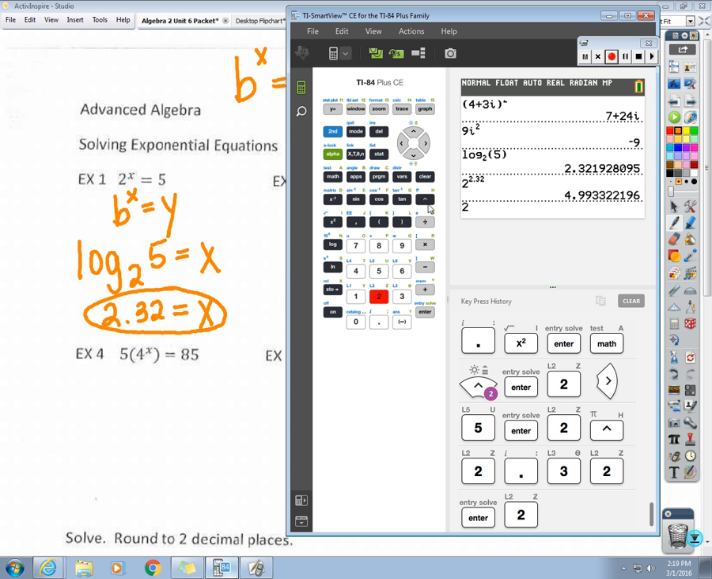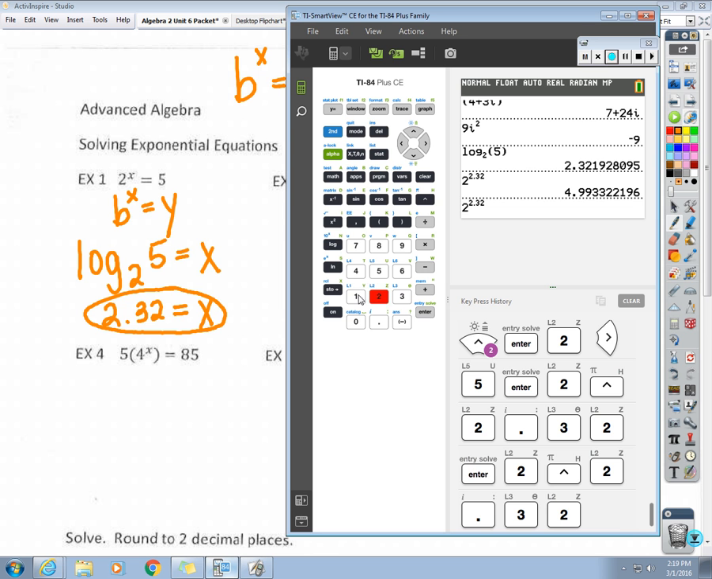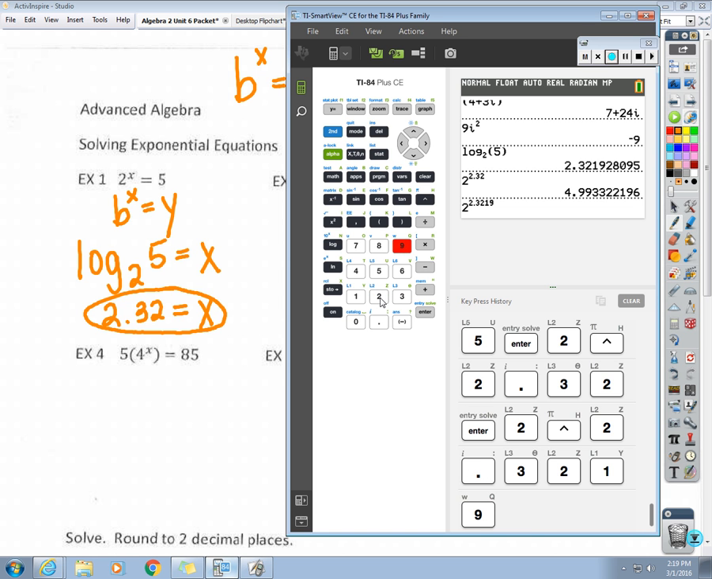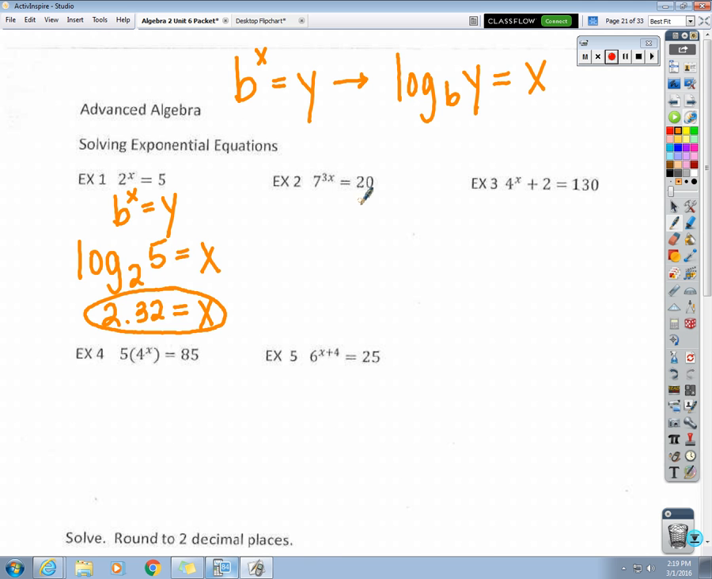Watch what would happen if I actually typed in the entire decimal and didn't round it off. Okay, so you get exactly 5. So, you don't have to do that, but you should know when something like this pops up, why it's not exactly 5, because we rounded the answer.